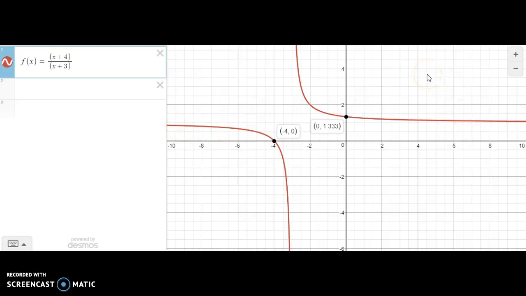And finally, you're going to find your end behavior. And so as x is approaching negative infinity, y is approaching 1. And as x is approaching infinity, y is also approaching 1.